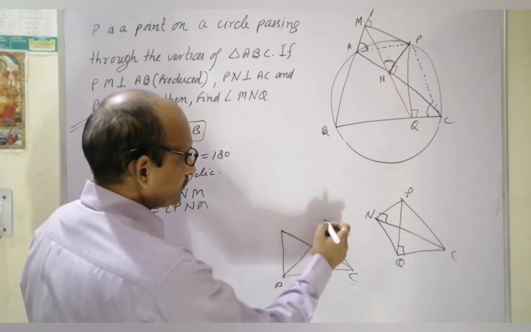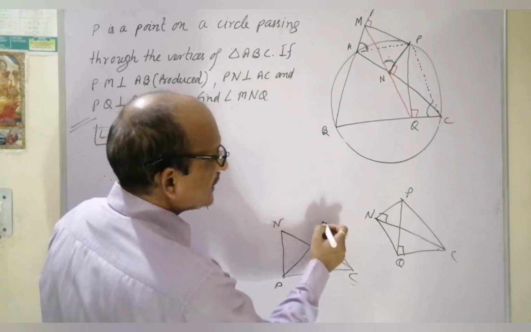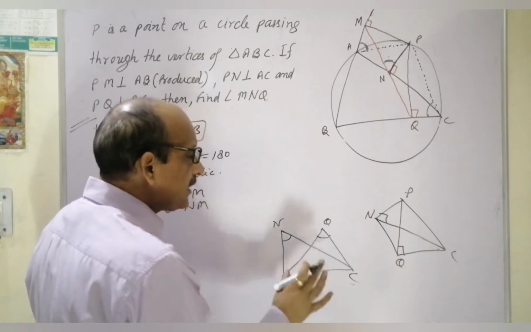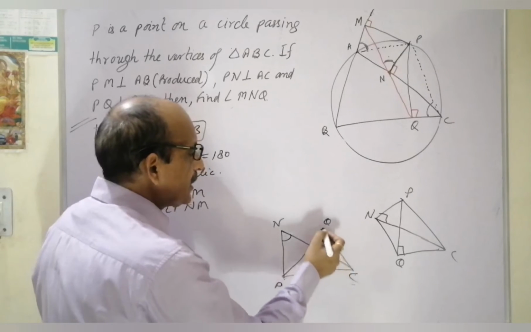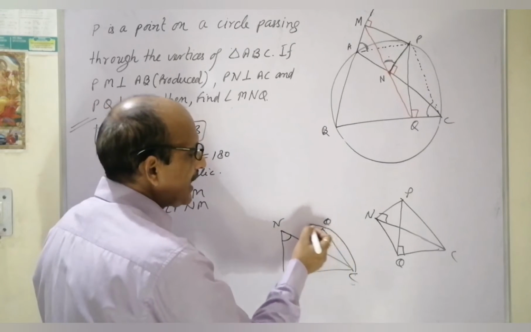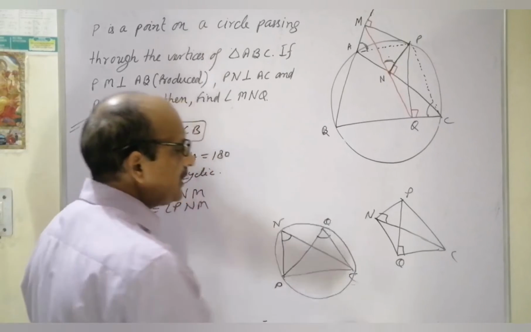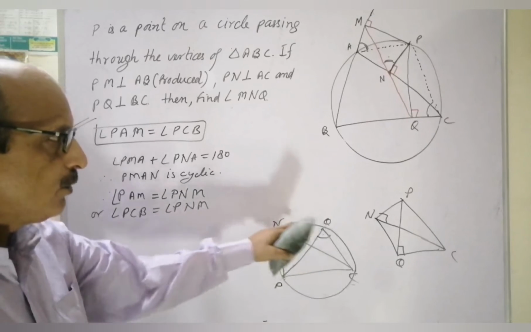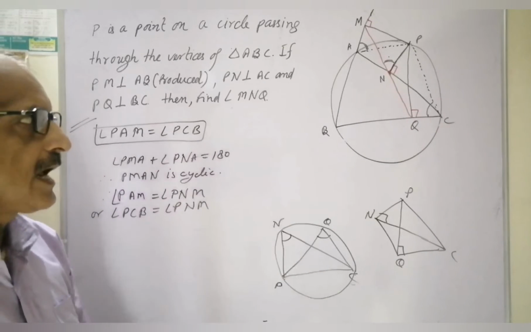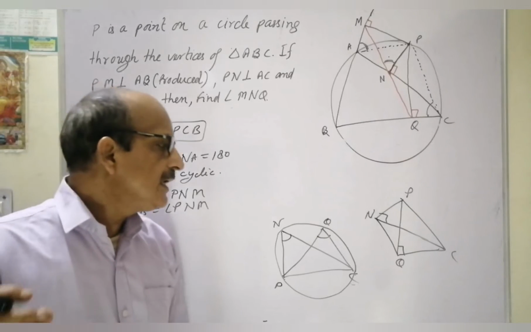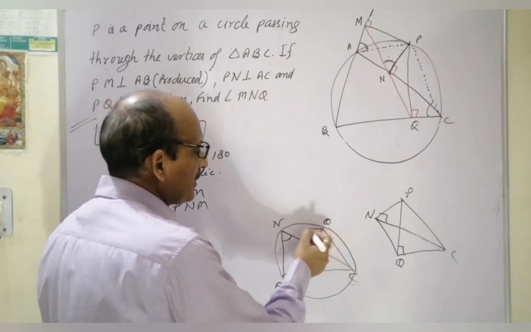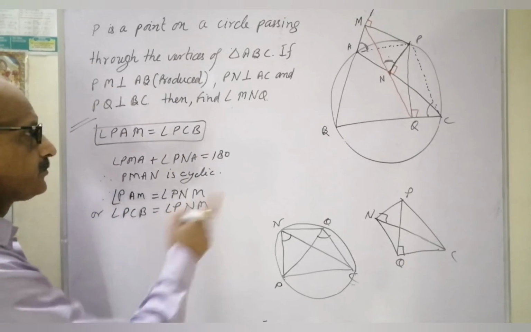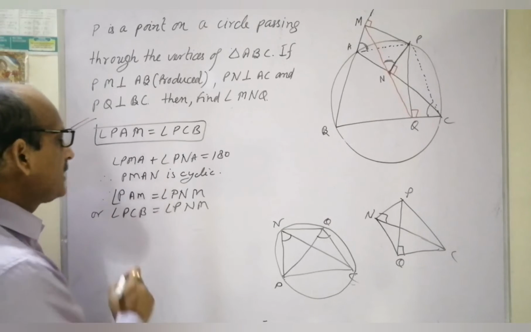Say the points are N and Q. So this angle is equal to this angle, then the points including P and C, Q and N, will all be concyclic. PCQN will be a cyclic quadrilateral. If PQCN is a cyclic quadrilateral, then we'll conclude something from here.